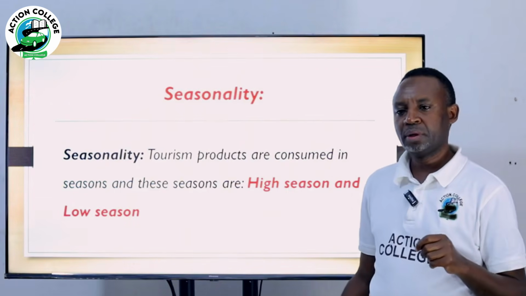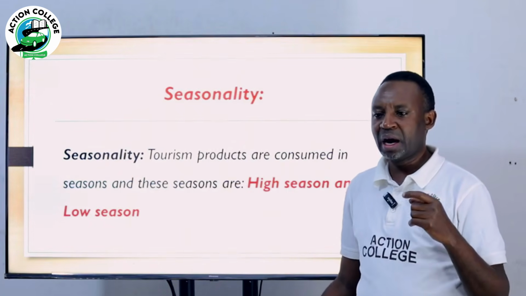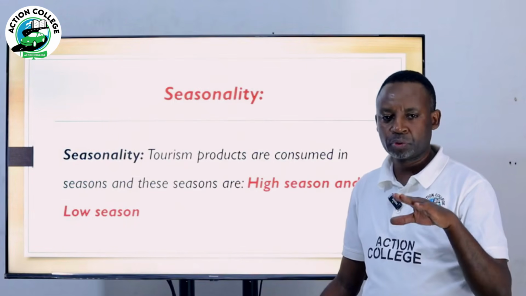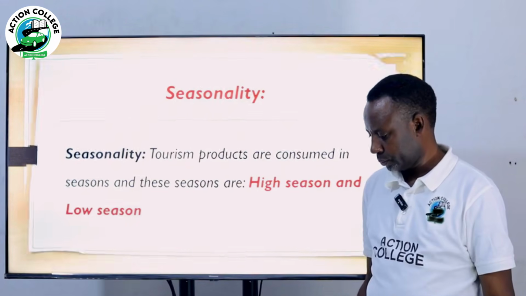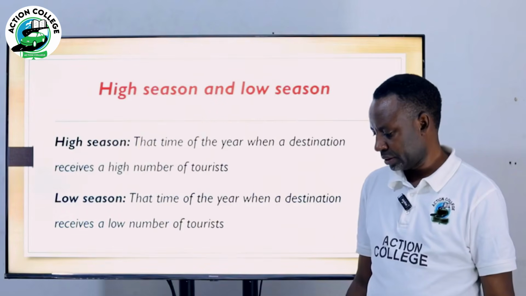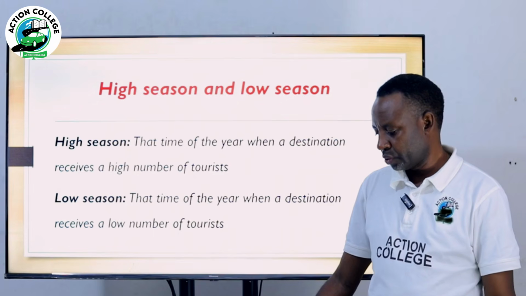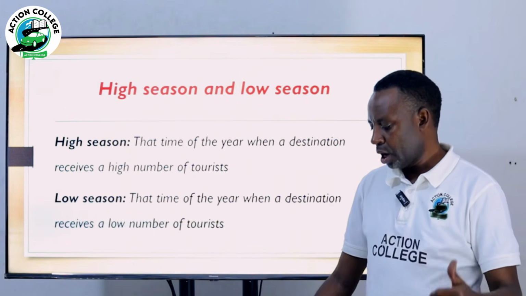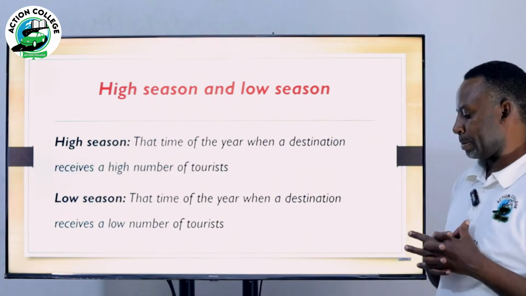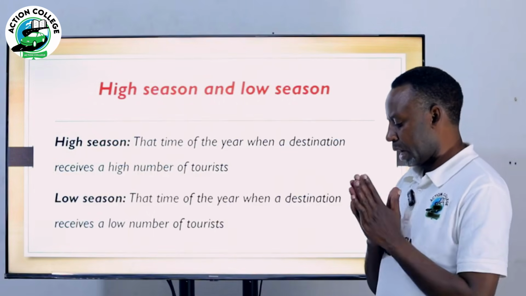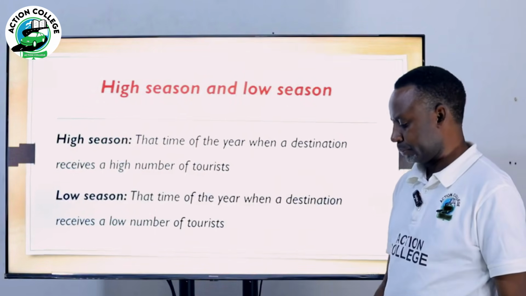Whereas a low season is that time of the year when a destination receives a very low number of tourists. Yes, high season and low season. High season, that time of the year when a destination receives a high number of tourists, and low season, that time of the year when a destination receives a very low number of tourists.